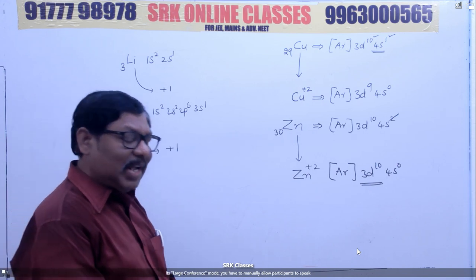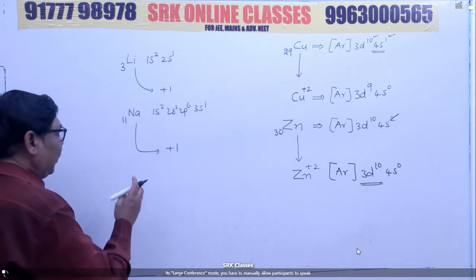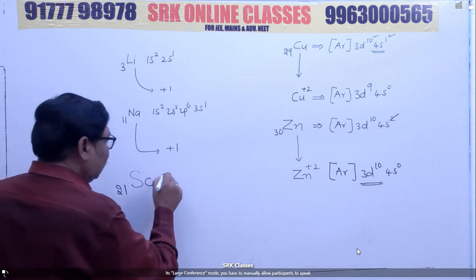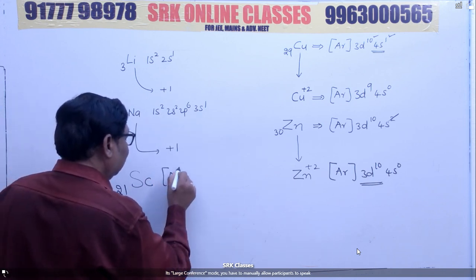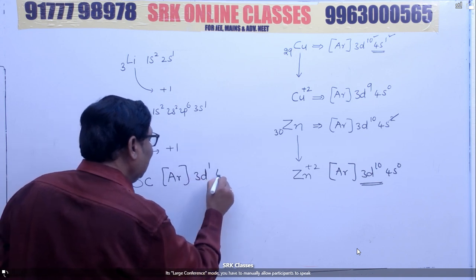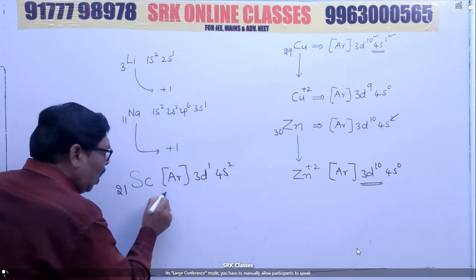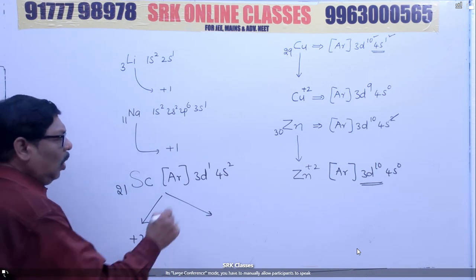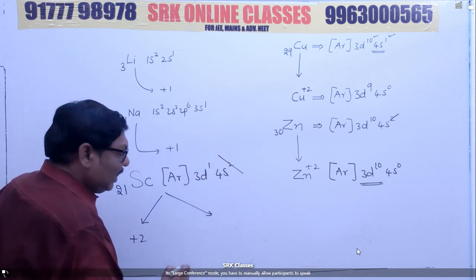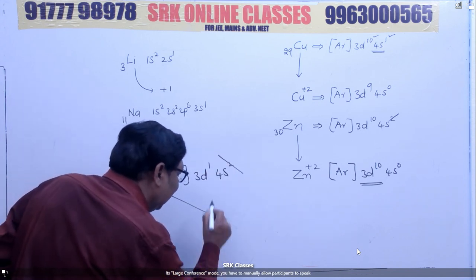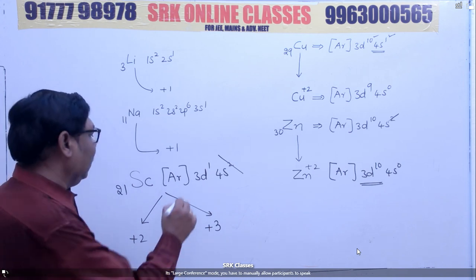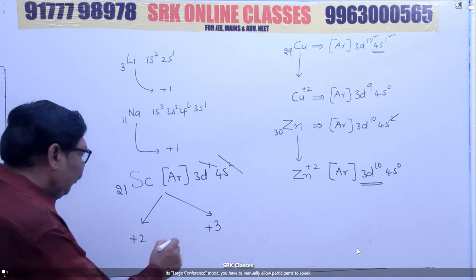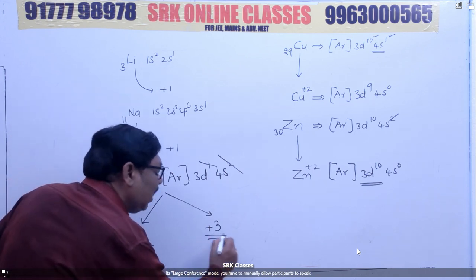But in case of transition elements, for example, I am taking the first member, scandium, atomic number 21, electronic configuration argon 3d1 4s2. It shows 2 oxidation states. One corresponds to +2. How do you get the +2? Loss of electrons from the s orbital. The second oxidation state is +3. How do you get the +3 oxidation state? 2 electrons are removed from the s orbital and 1 electron is removed from the d orbital. Therefore, it shows +2 as well as +3 oxidation state.